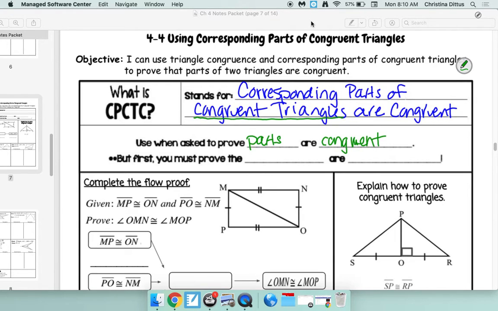So when that is your prove thing, like you'll notice as we go through here, you're proving that angles are congruent. You first have to prove that the triangles are congruent. So that's what we've been doing. And then it's just one more step to get to that prove part, and then your reasoning is going to be CPCTC. Okay? So we're still doing everything that we've done before. It's just that when you have to prove either angles or sides, that's your last step, and then your reason is CPCTC. Okay, does everybody have that down?